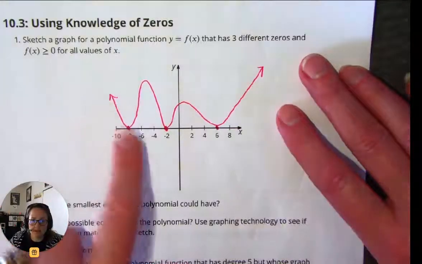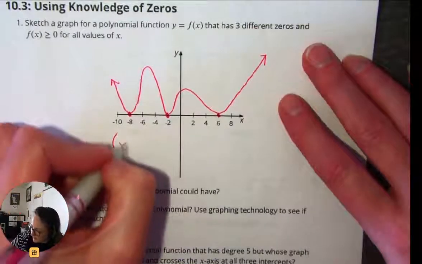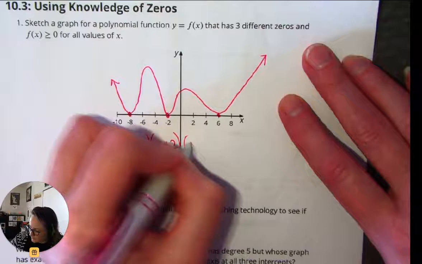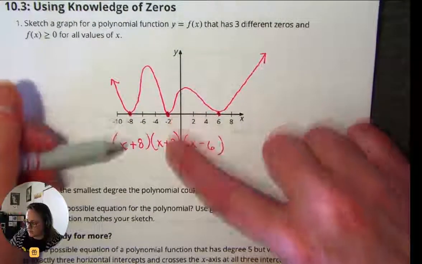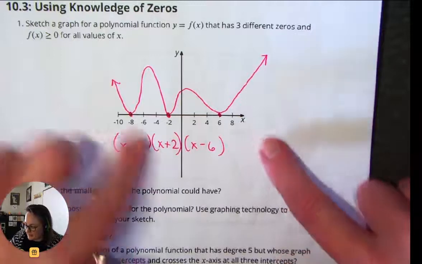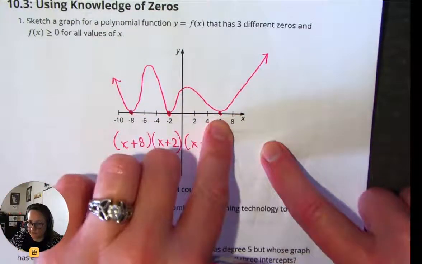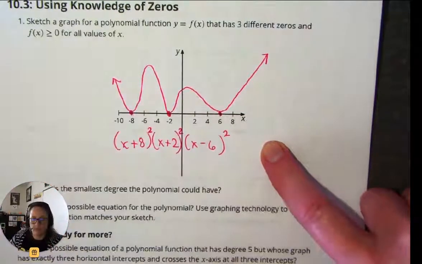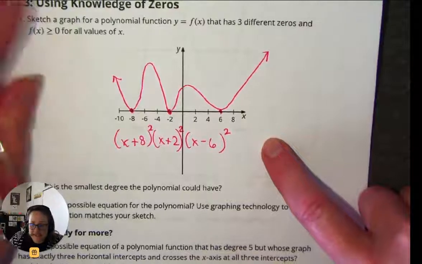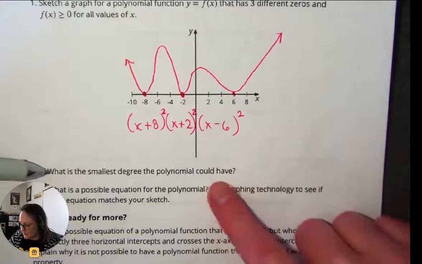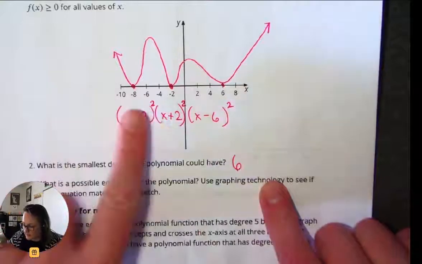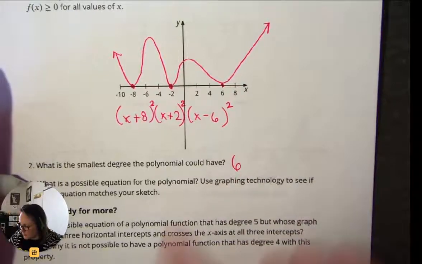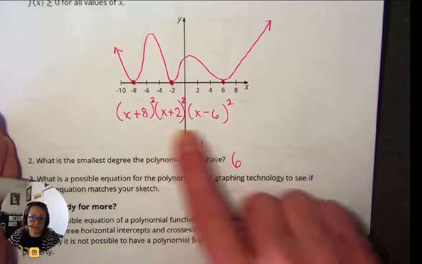Now this means I've got 3 different zeros. So a factor at x plus 8 in my example, x plus 2, and x minus 6. I just turned each of those zeros into a factor, but every single one of them has a bounce. So every single one of them would have to have an exponent of 2 or 4 or 6 or 8. The smallest degree that this polynomial could have is a degree of 6, because it's got to have 2, 4, 6 degrees there. All right. So a possible equation for the polynomial, boom, I just wrote that one right there.